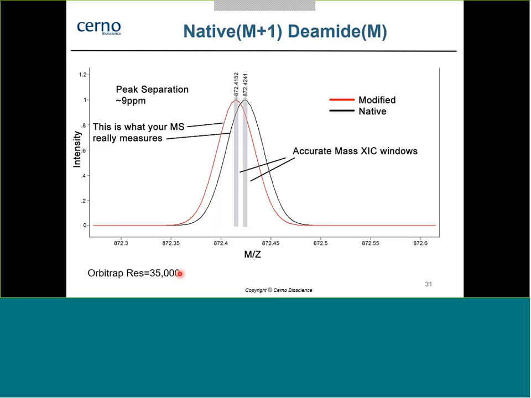But in reality, if you look at the actual data the mass spectrometer is producing, it's actually these line shapes, which are much broader, and we're only seeing the centroided data of the instrument, which is essentially the peak picking of this profile data. So this is what your mass spec really measures, and as you can see, there's substantial overlap in these two bands at this particular resolution for these modified and native species.